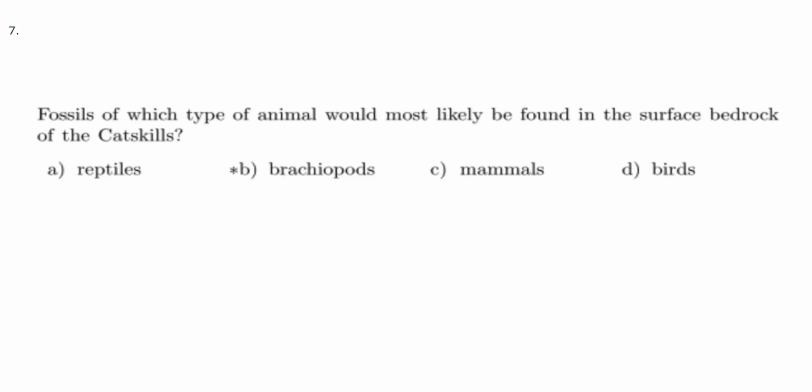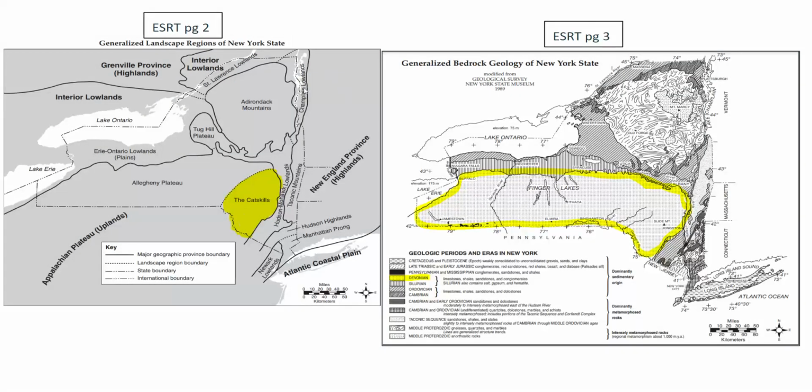Anyway, question number 7. Fossils of which type of animal would most likely be found in the surface bedrock of the Catskills? The correct answer is B, brachiopods. So if you see the word Catskills, you should go straight to reference table page 2 and also 3. On page 2, the Catskills is right here. Catskills is part of the Allegheny Plateau. Catskills is a plateau as well. But if I compare the Catskills to page 3, I see that the Catskills should be around here, and this area of New York has bedrock from the Devonian time period.